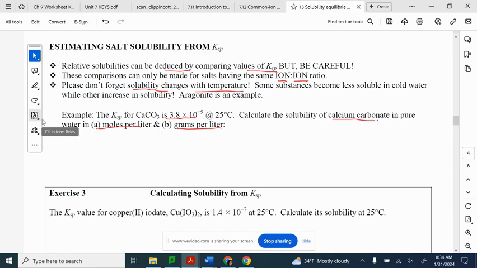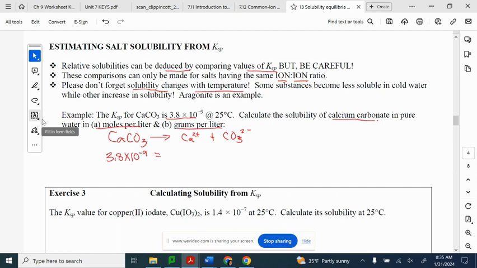All right. So I've got my calcium carbonate. The KSP for that is given here. My reaction would have formed Ca2 plus and CO3 2 minus. Right? So we're going to take that. We know our KSP value. Our KSP is 3.8 times 10 to the minus 9. That is going to be equal to what?